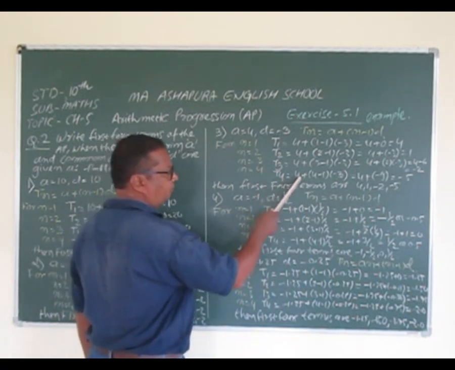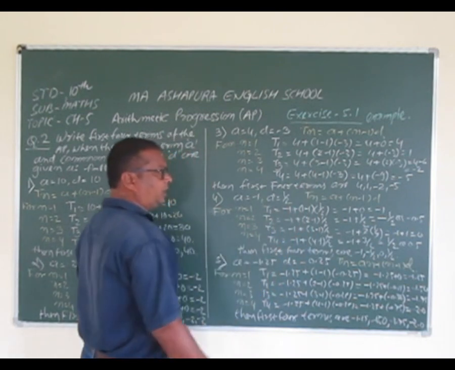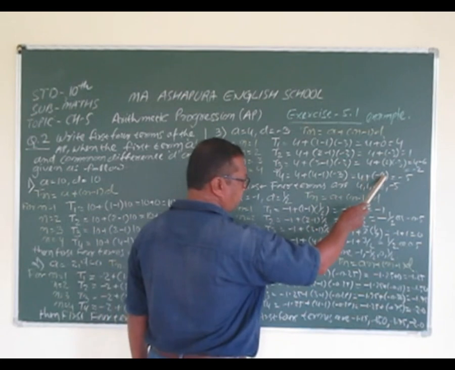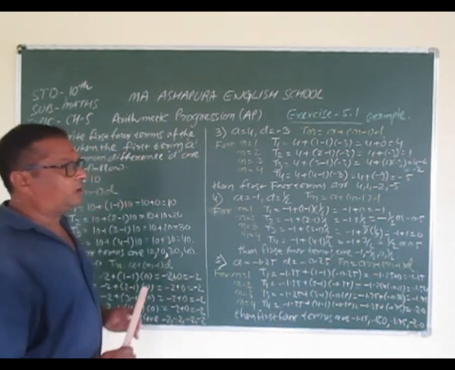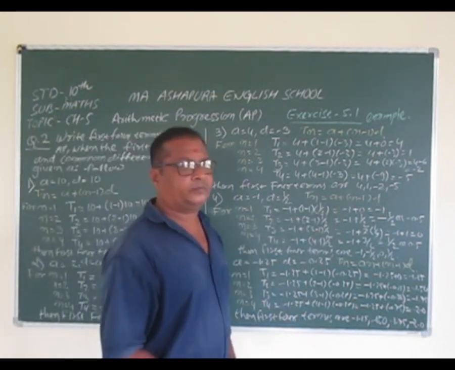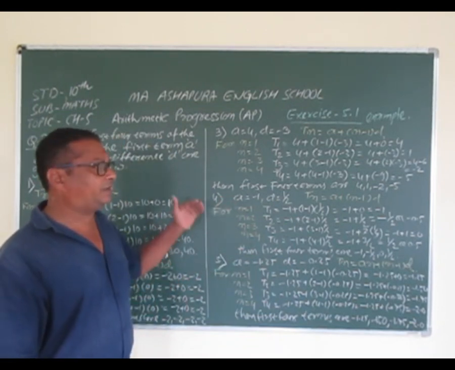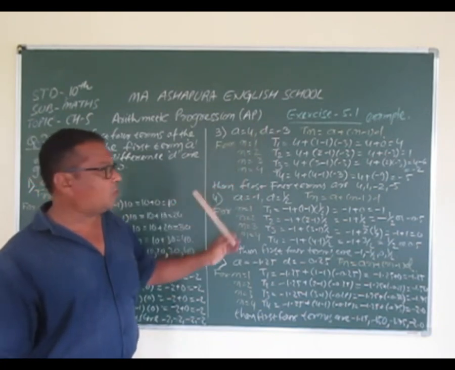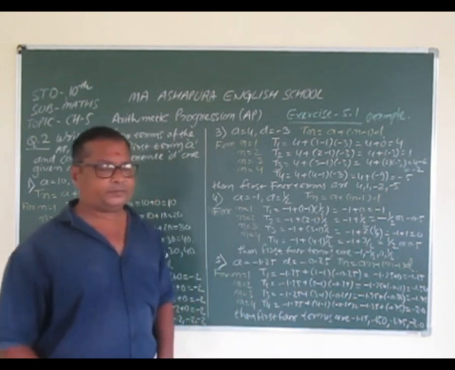And n is equal to 4. Therefore T4 is equal to 4 plus 4 minus 1 into minus 3. 4 minus 1 is equal to 3, and 3 into minus 3 is minus 9. So 4 plus minus 9, we get minus 5. So the first 4 terms are 4, 1, minus 2 and minus 5. Here we get the arithmetic progression in descending order because the common difference is negative.